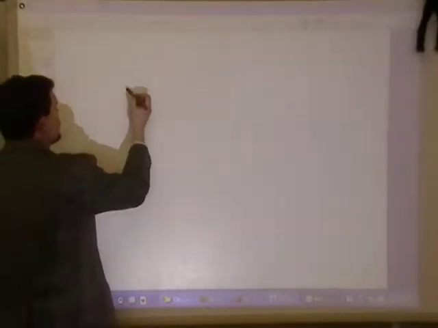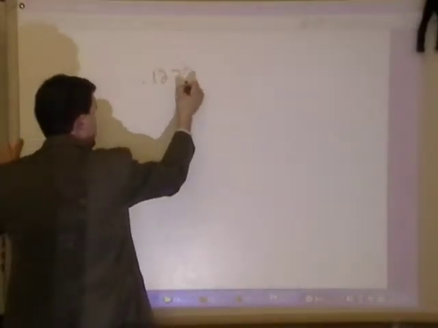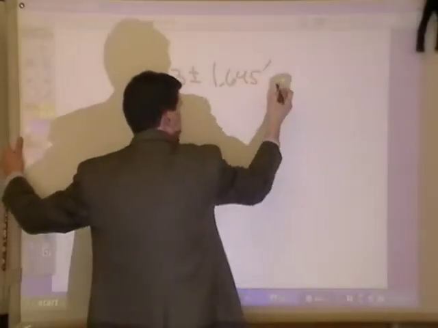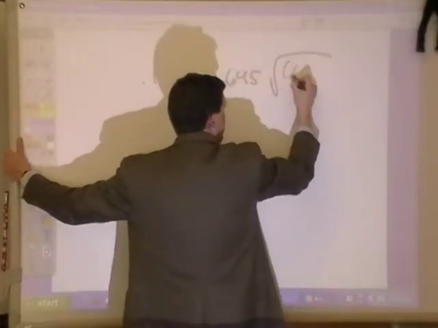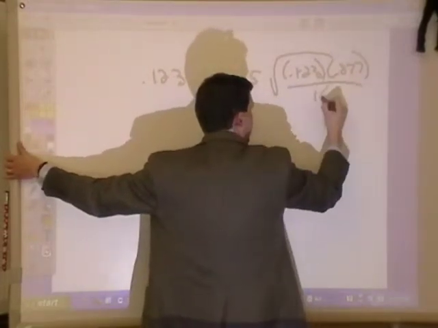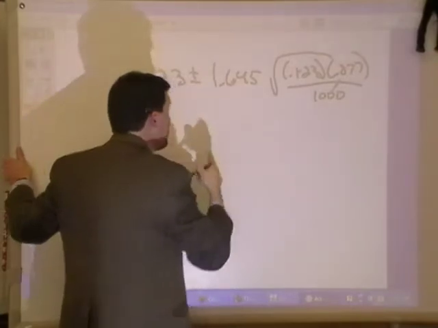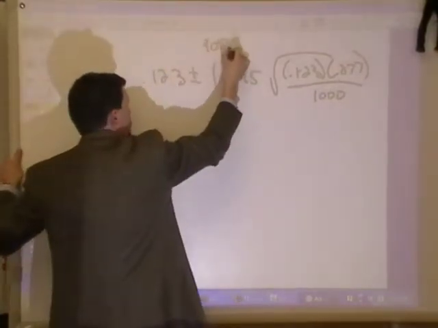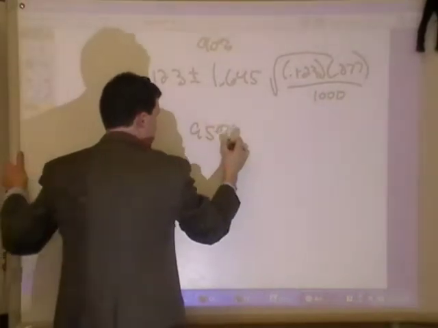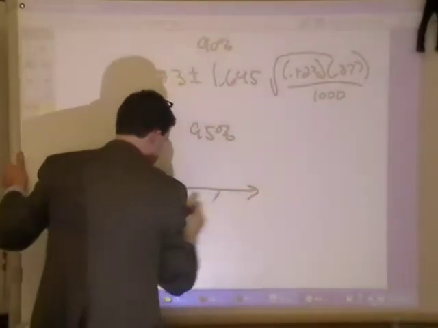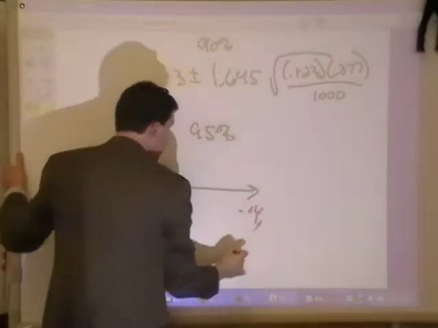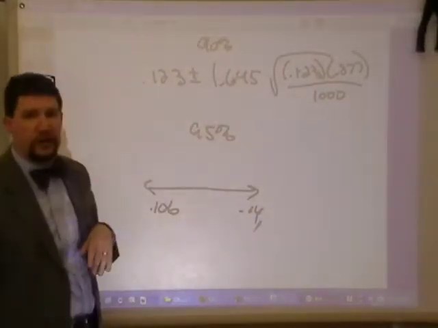All right, so here's the next thing I want to do. If I go back to our confidence interval, 0.123 plus or minus 1.645 times the square root of 0.123 times 0.877 over 1,000, and I say that's a 90% confidence interval, and I want to make it a 95% confidence interval. So here's my 90% confidence interval right there. It goes from 0.106 to 0.14.